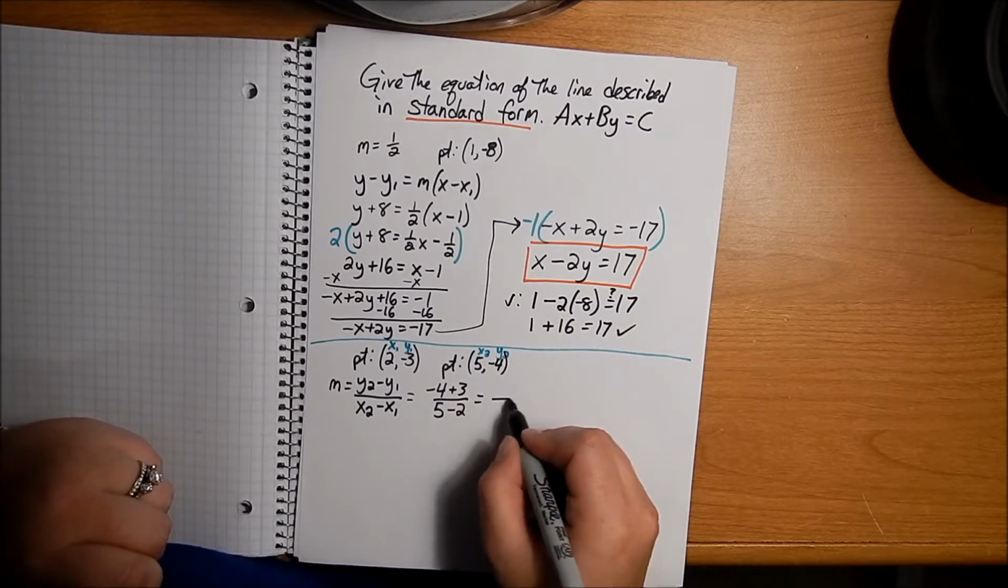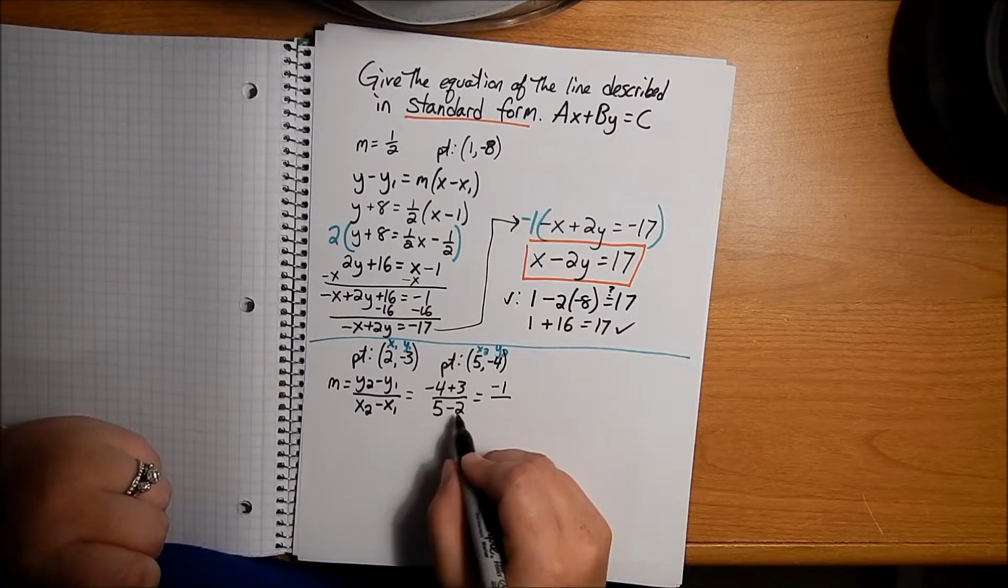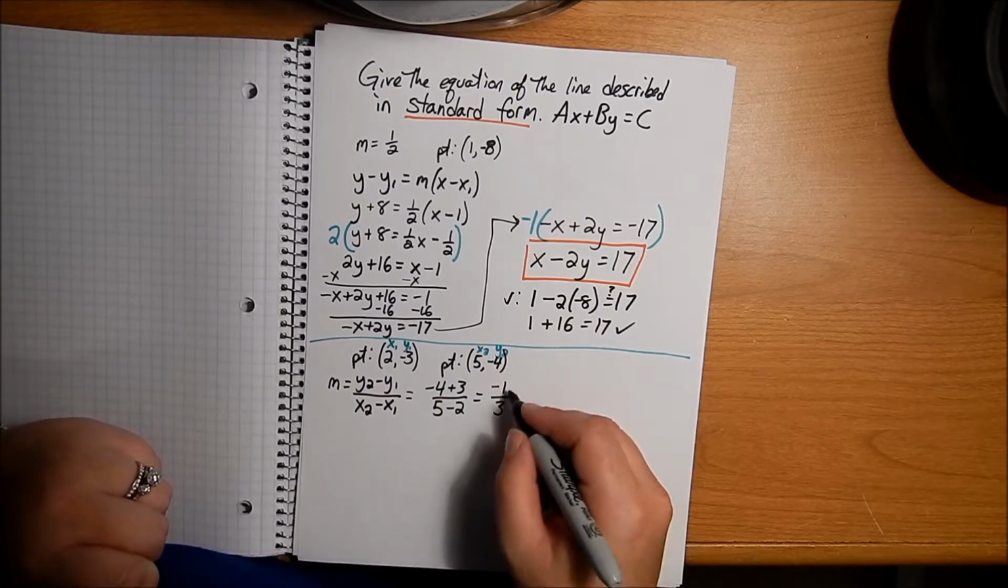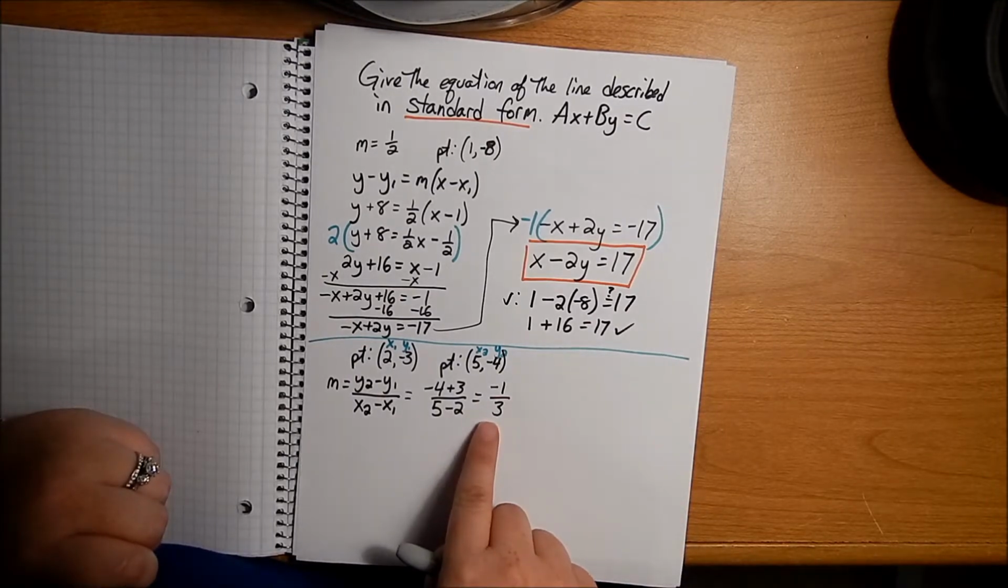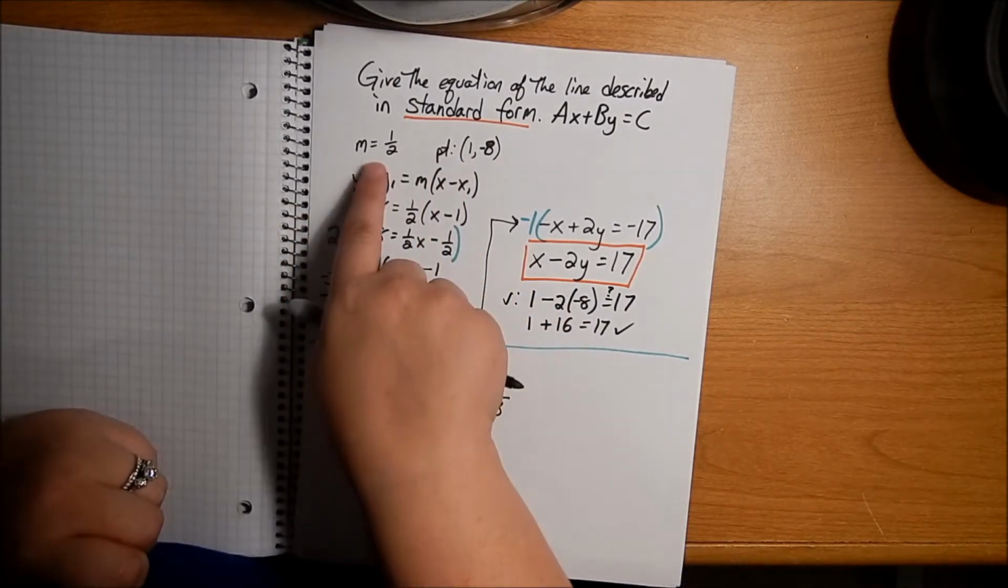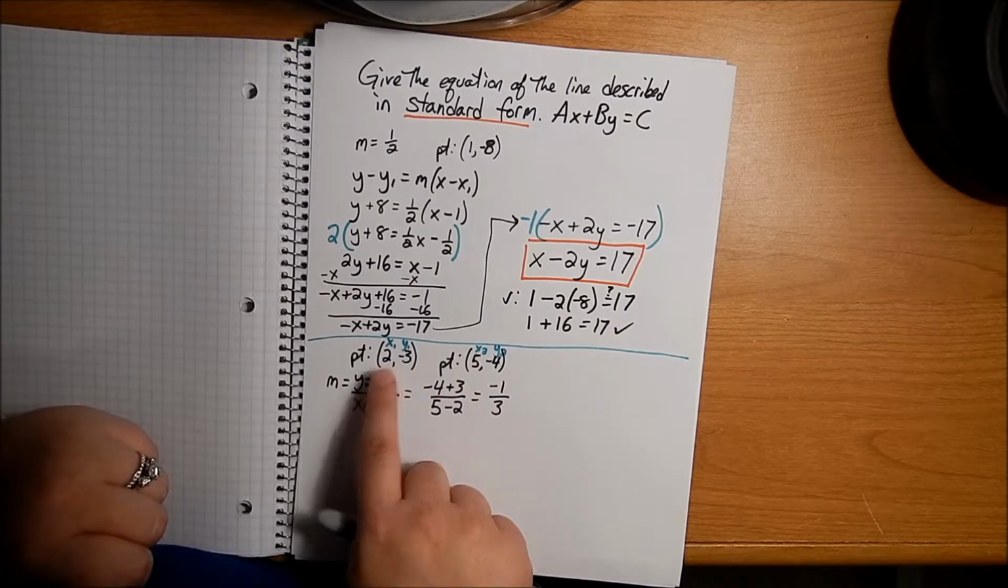And now we'll just do the math. So negative 4 plus 3 is a negative 1, and 5 minus 2 is 3. So now I have my slope as negative 1/3. So now it really is a problem just like the one we did above where I have the slope and a point. But here I have the slope and I have 2 points.